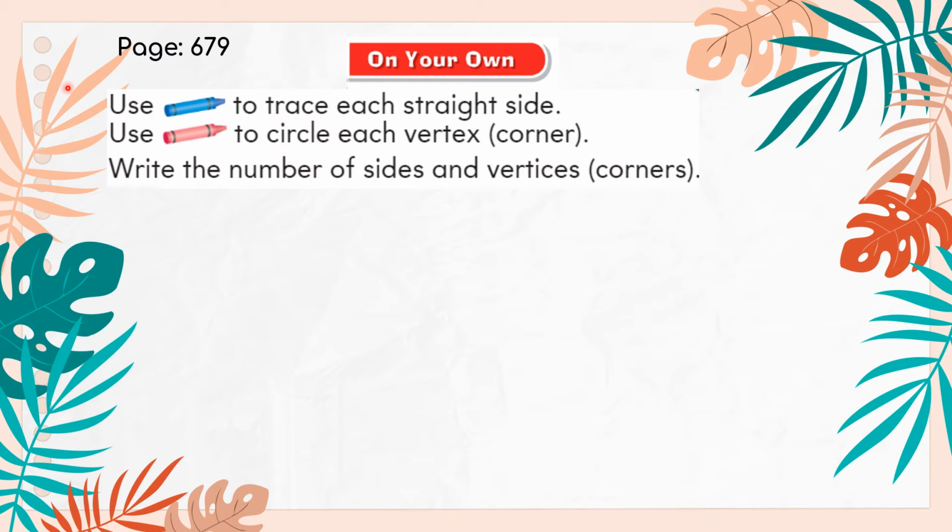Okay, going on to the next page, which is 679. Let's look at the on your own questions. You're going to use a blue crayon, colored pencil or marker, whatever you have with you, to trace each straight side. And you're going to use a red crayon, colored pencil or marker to circle each vertex, or we can call it a corner as well. So you're going to circle each vertex with a red color, and you're going to trace each straight side with a blue color. Then write the number of sides and vertices.